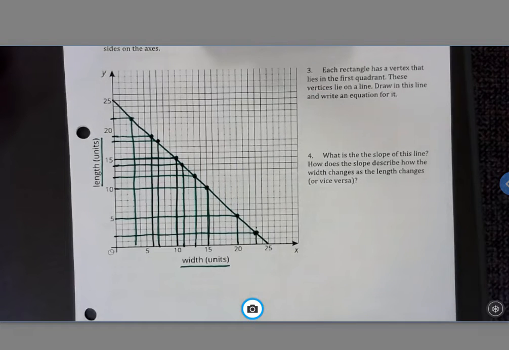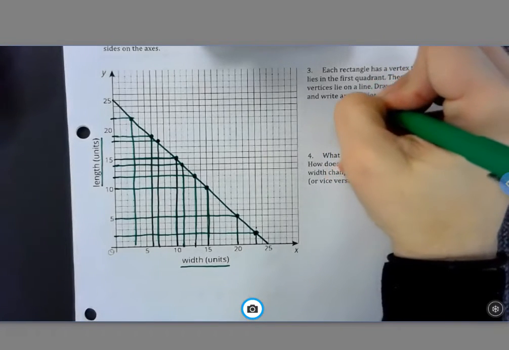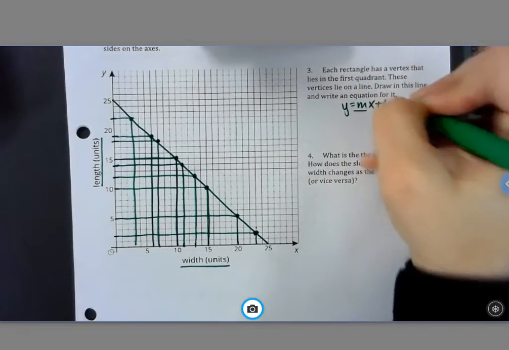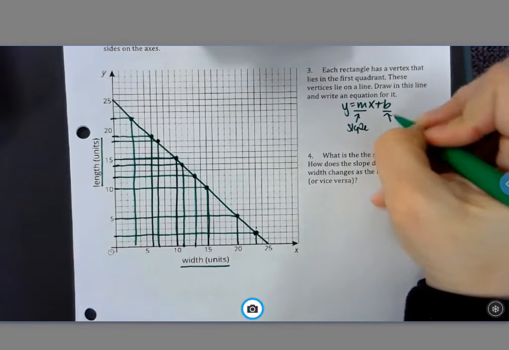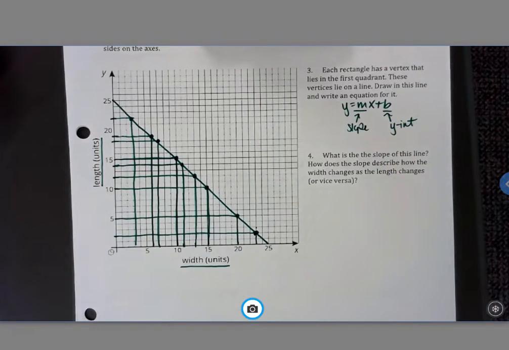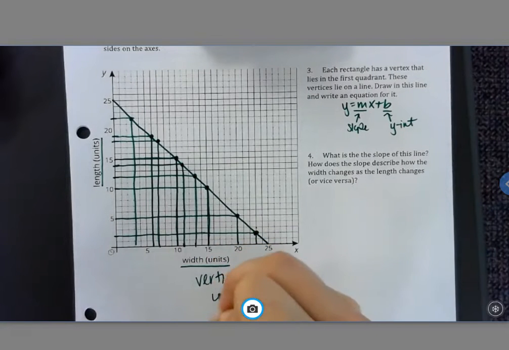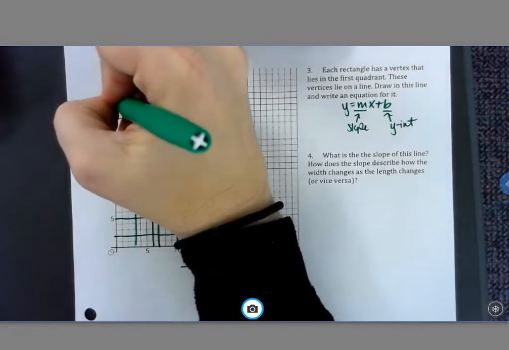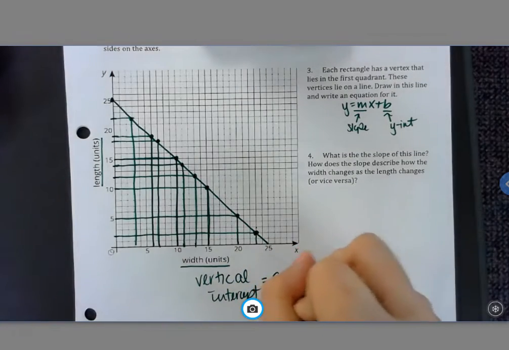Then it says write an equation for that line. Well, guys, if we write an equation in y equals mx plus b form, what two things do we need? We need the slope and we need the y-intercept, the vertical intercept. So for the vertical intercept, all I have to do is look where this line crisscrosses with the y-axis. And it crosses there at positive 25.